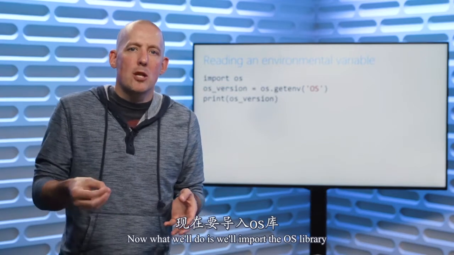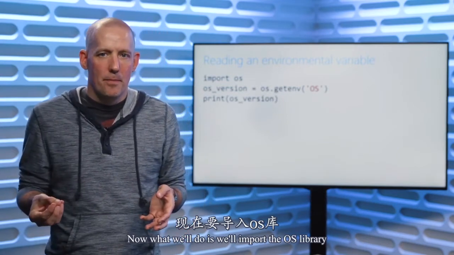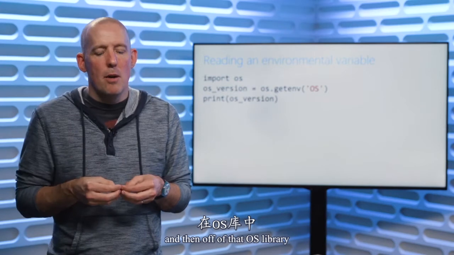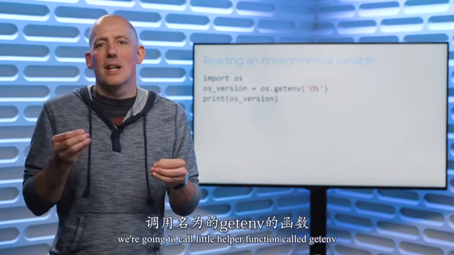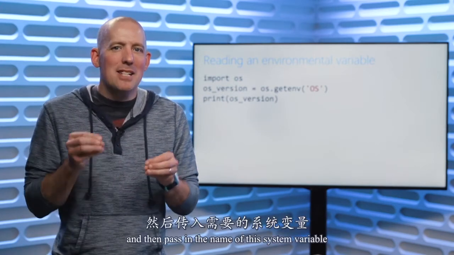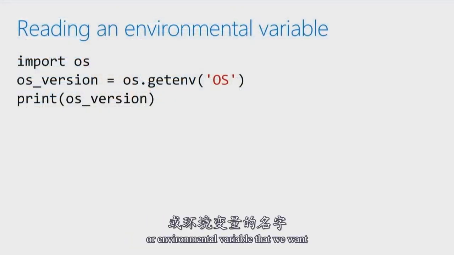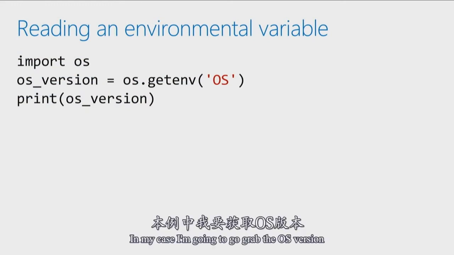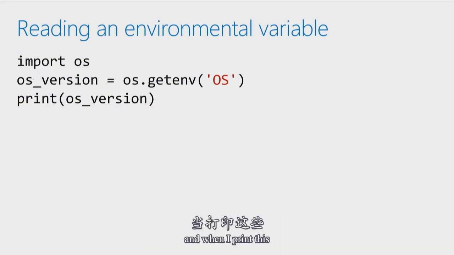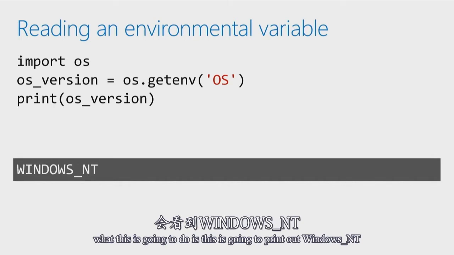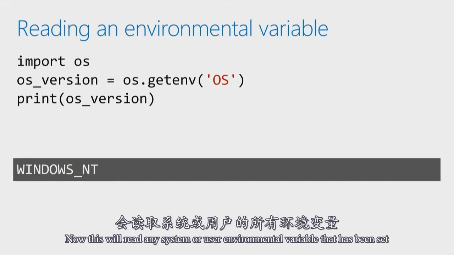Now, what we'll do is import the OS library, and then off of that OS library, we're going to call a little helper function called getenv, and then pass in the name of the system variable or environmental variable that we want. In my case, I'm going to grab the OS version, and when I print this, it's going to print out Windows NT. Now, this will read any system or user environmental variable that has been set.